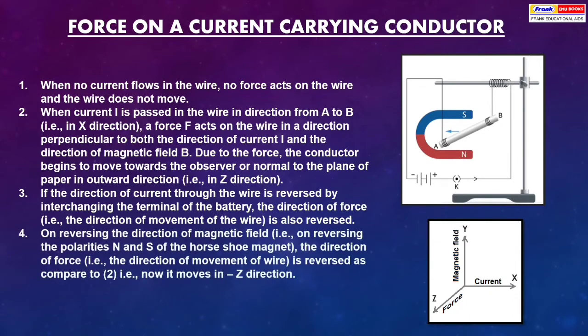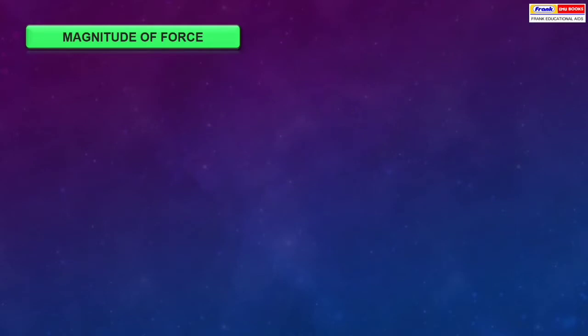On reversing the direction of magnetic field, that is, on reversing the polarities north and south of the horseshoe magnet, the direction of force, that is the direction of movement of wire, is reversed as compared to before. Now it moves in Z direction.